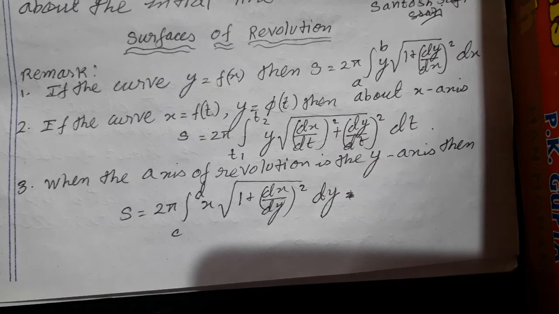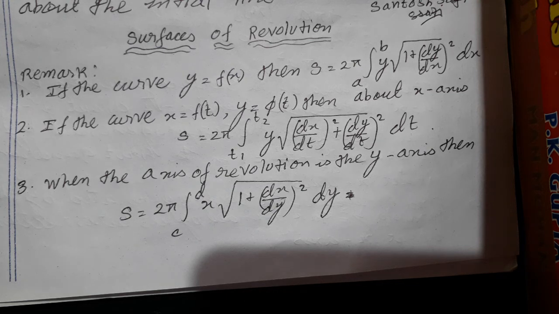So we are going to do now about surface of revolution. It is the same as volume of revolution. In volume of revolution, we are rotating about the x-axis and y-axis to find the volume of that curve, but here we are going to find the surface area of that curve.